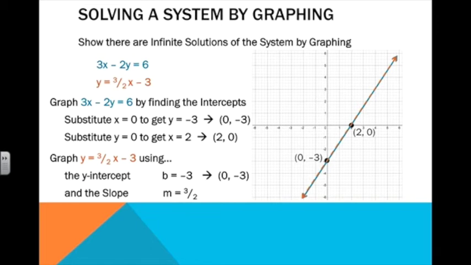The famous geometer Euclid states in his first postulate that 2 points determine exactly one line. Since these lines share 2 points, we know they are the same line, meaning there are an infinite number of solutions to this system. Now that you've seen some examples, try some of the activities to solve systems of equations by graphing on your own.